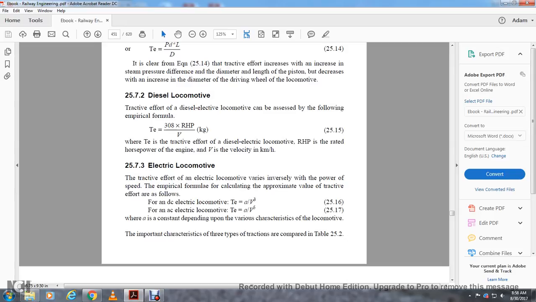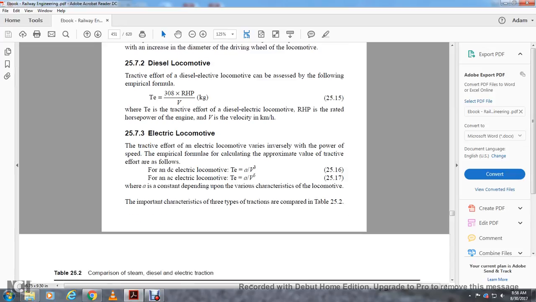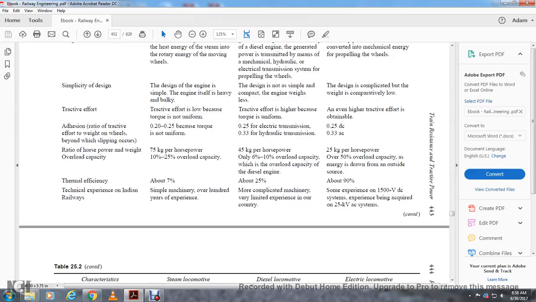25.7.3 electric locomotive. The tractive effort of an electric locomotive varies inversely with the power over the speed. The empirical formula for calculating approximately the tractive effort is as follows. For a DC electric locomotive, the tractive effort is equal to A over the velocity cubed. For an AC electric locomotive, TE is equal to A over the velocity to the power of 5, where A is a constant depending upon the various characteristics of the locomotive. The important characteristics of the three types of traction are tabulated in table 25.2.